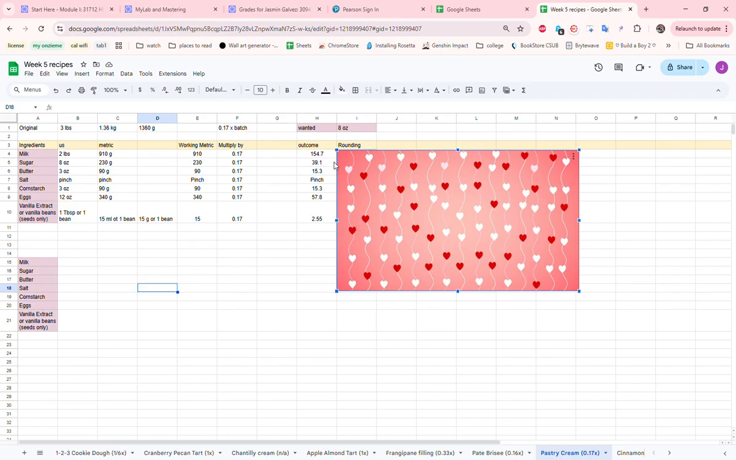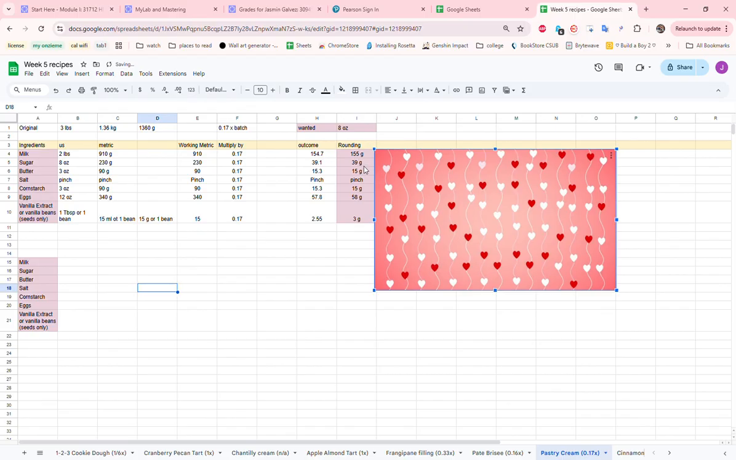And of course, again, these are all decimals. So we round and get whole numbers. These are what we will be putting on the notes.